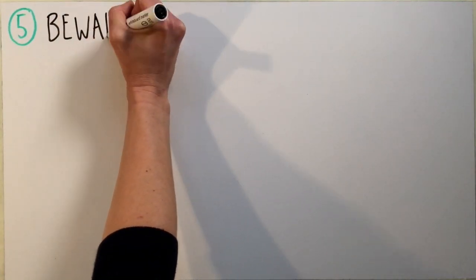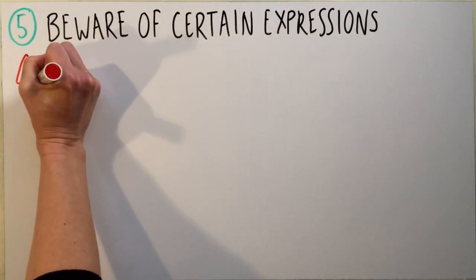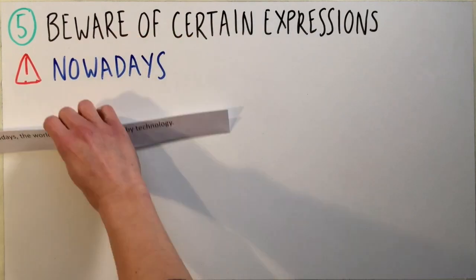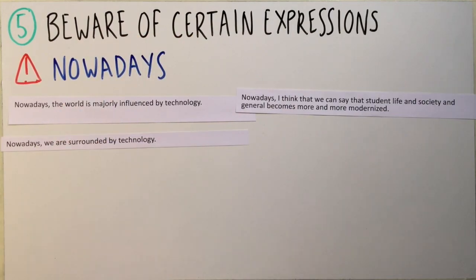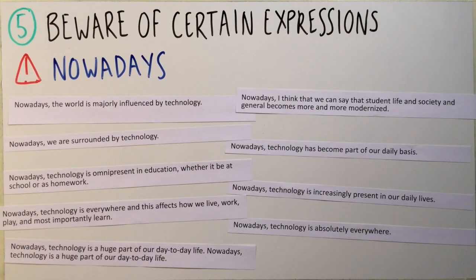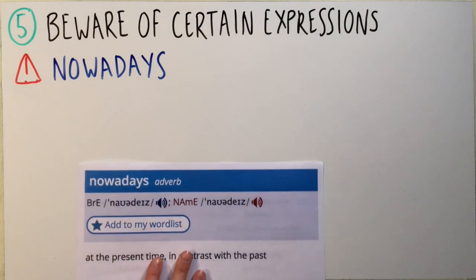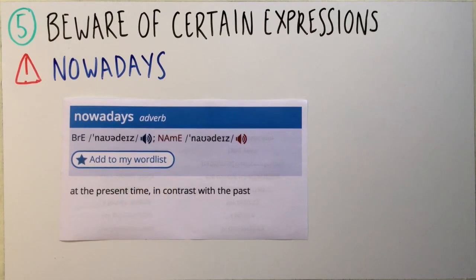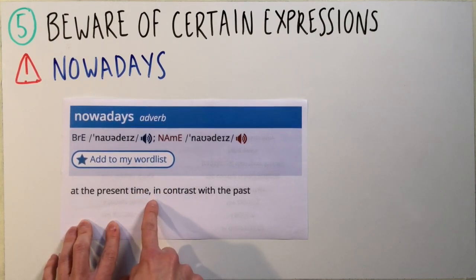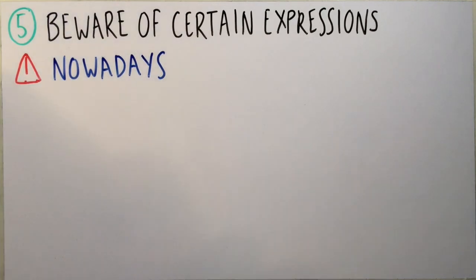My last recommendation is to beware of certain expressions that you probably learnt at school. The first example is this word, nowadays. If I had €1 for every time a student started their writing with nowadays, I would be very wealthy. However, in most of these examples, nowadays is used incorrectly. Let's look at the dictionary definition of nowadays. Nowadays means at the present time, but very importantly, in contrast with the past. And most students don't use it this way. They just use it to mean now.